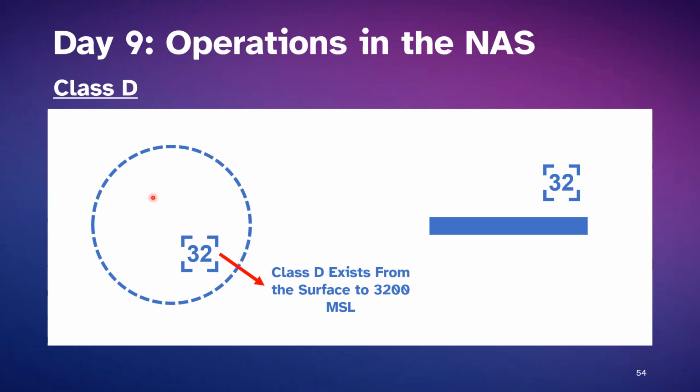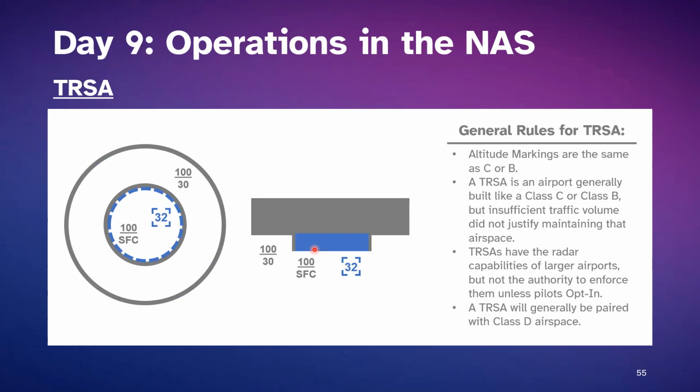Class Delta is marked with a segmented blue line with altitudes in these little boxes, and the boxes kind of match the segments. In pretty much all cases, Delta is one solid cylinder, and it goes from the ground up to 3,200 MSL. You'll never see a bottom of the airspace marking for Class Delta because it always goes all the way to the ground. In this case, 3,200, you just slap two zeros on the end.